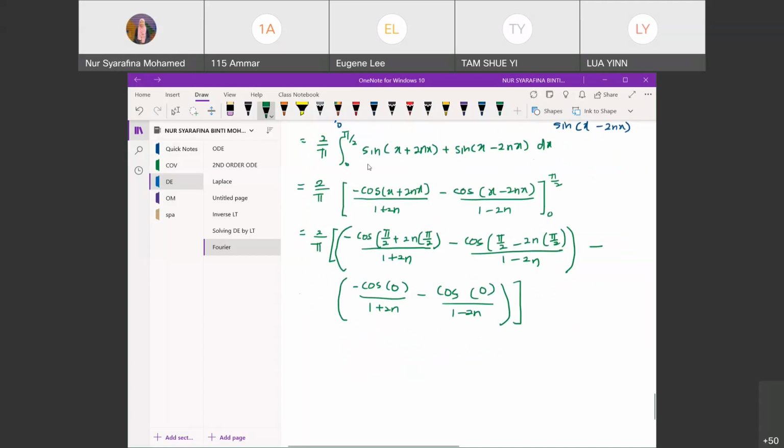Substitute one by one to your x, right? So substitute here to your x. This is x. And then this one, x plus 0 plus 2n times 0, so 0. 0 minus 2n times 0, 0. So that's why it's 0 there. Okay, and then simplify. So from here you simplify, what should you get?